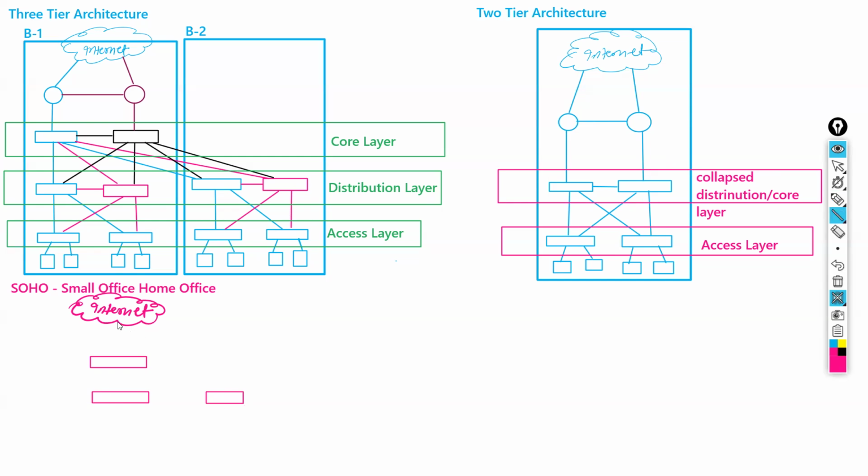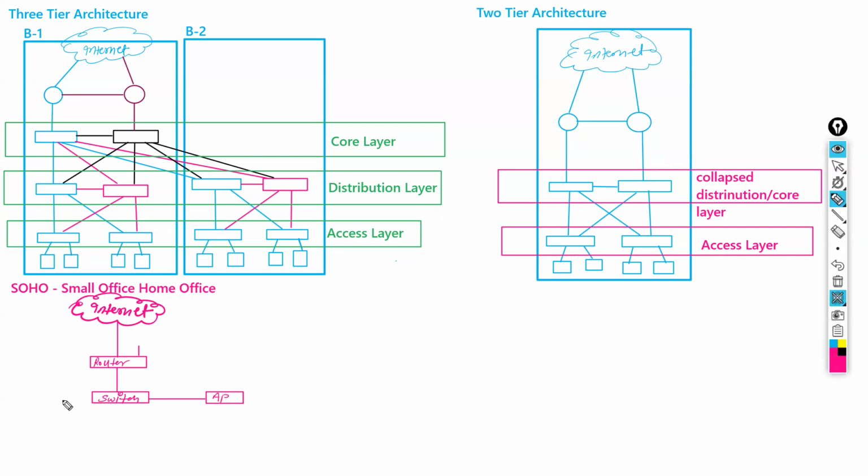So this is how your SOHO architecture will be. Router. Okay. If this is not looking like a router, now it should be looking like a router. So here what will happen? This is what your router is. This is your switch. And this is the access point.